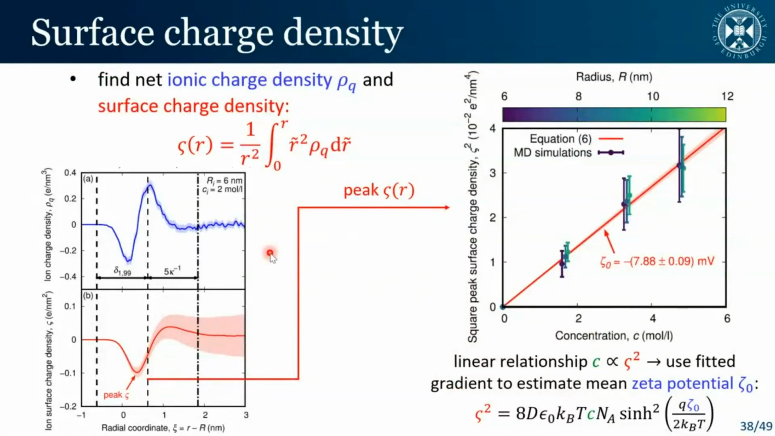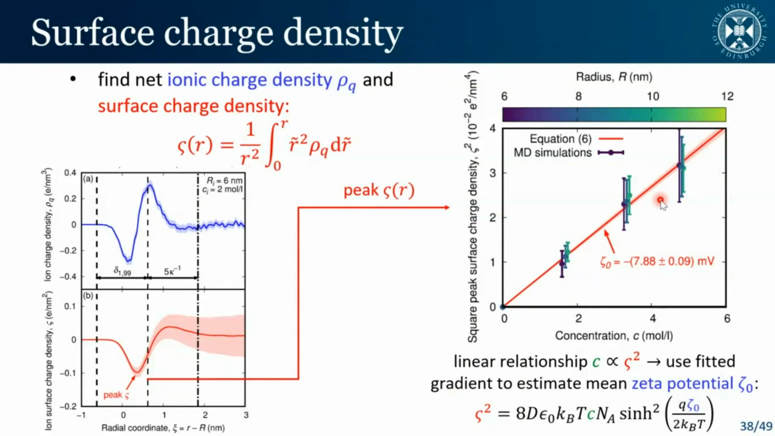So with these positive and negative sodium and iodide ions, we can sum up the charges to get an ionic charge density. Again, we have this electric double layer, and we see what looks like a non-uniform charge, and then take the integral of this to find a surface charge density on the surface. And this peak surface charge density, or the square of this peak surface charge density, happens to correlate very well linearly with the concentration of dissolved ions.